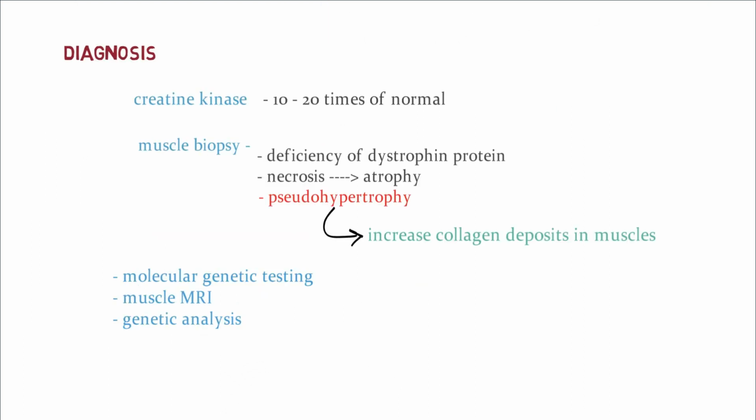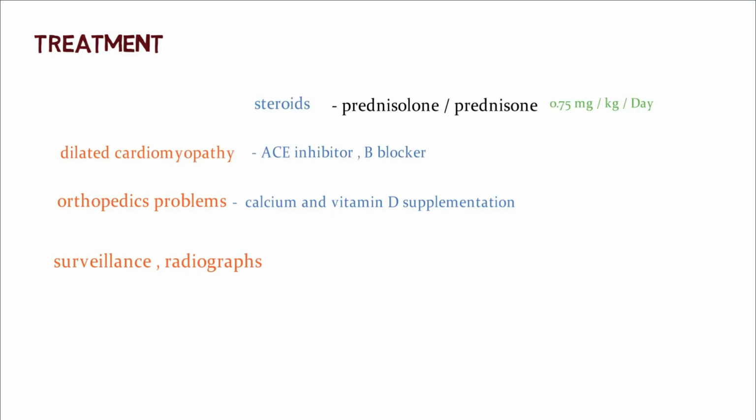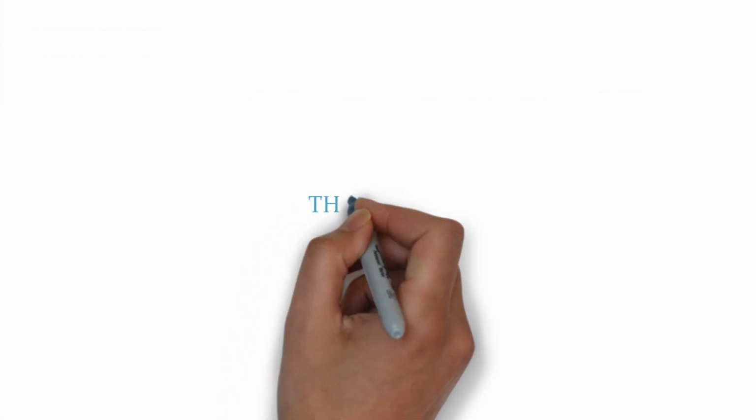In diagnosis, the main tests are muscle biopsy and elevated creatine kinase values. In treatment, we use steroids, prednisolone or prednisone. And in dilated cardiomyopathy, we can use ACE inhibitors and beta blockers. And in orthopedic problems like osteoporosis or bone fractures, we can use calcium and vitamin D supplementation. Why? To increase the bone density, right? So this is all about Duchenne muscular dystrophy.